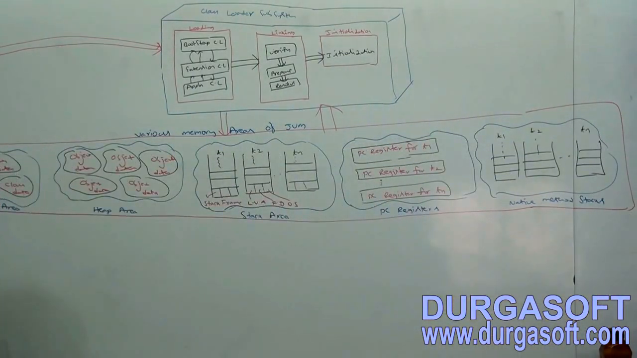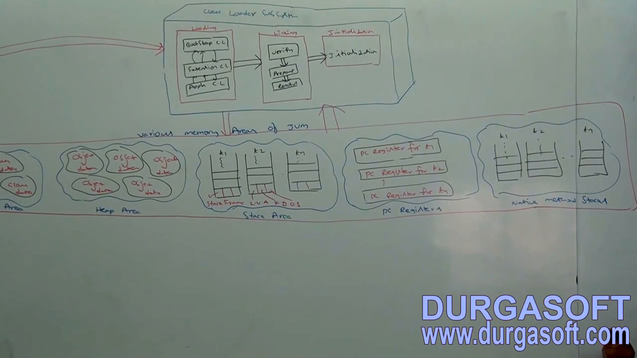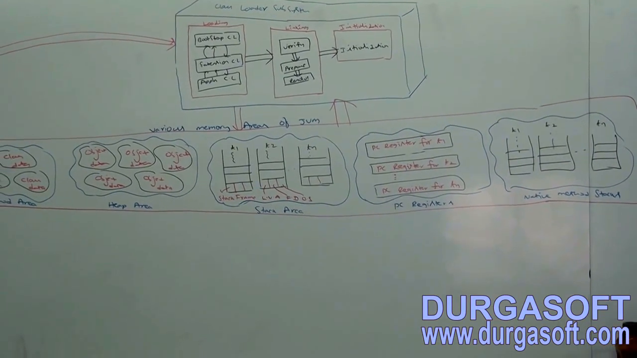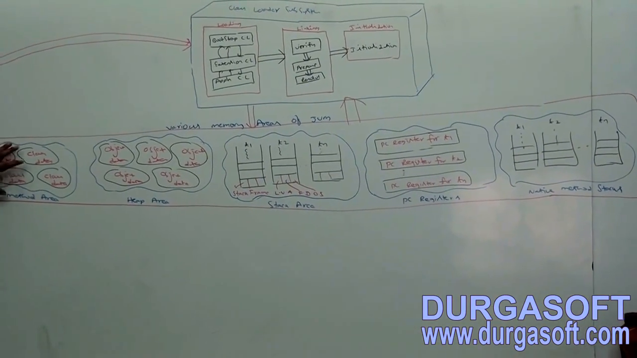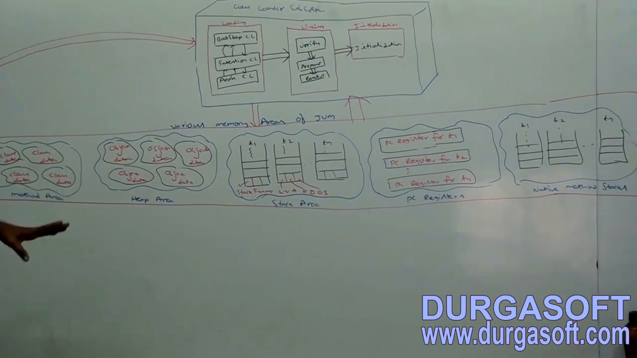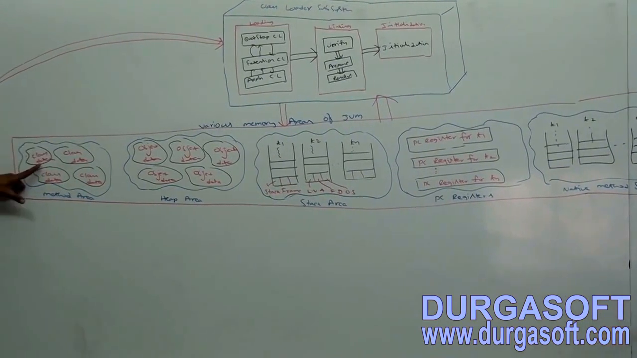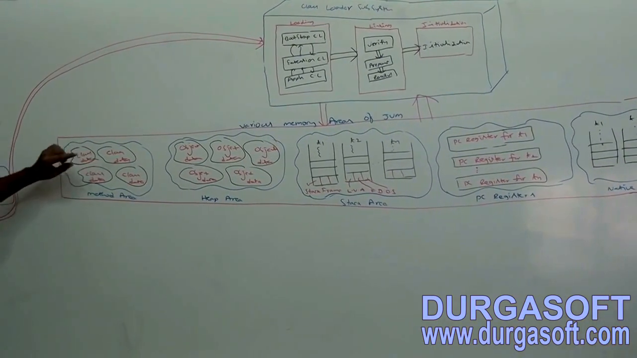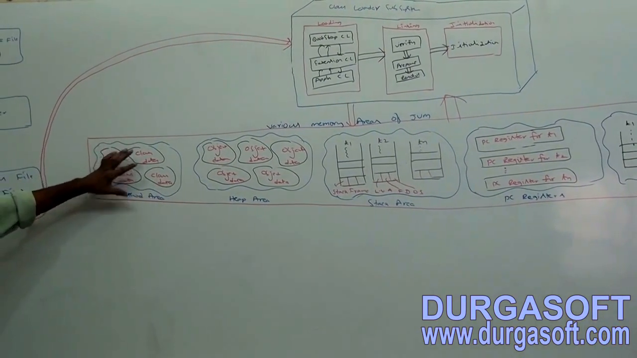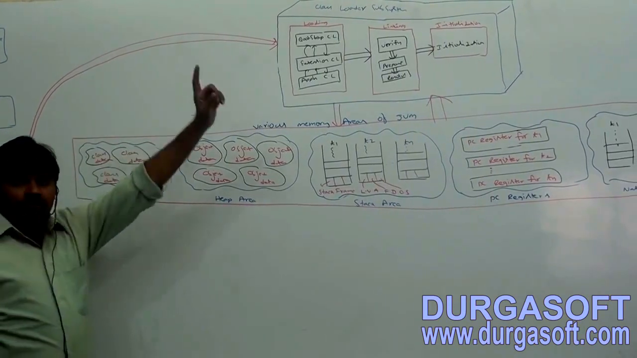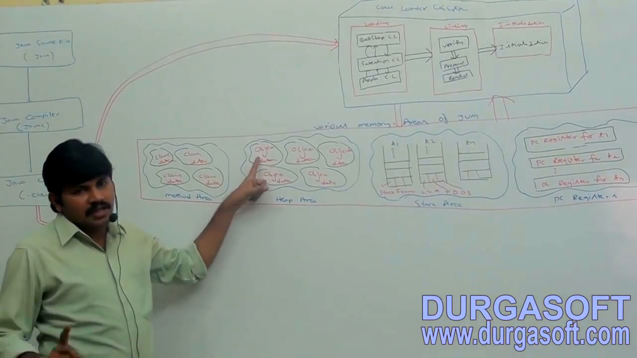Are you getting that? Total how many memory areas are present inside the JVM? Method area, heap area, stack area, PC registers, and native method stacks. The method area is responsible for class level data and static variables, which will be stored here only. All objects in Java will be stored inside the heap area.